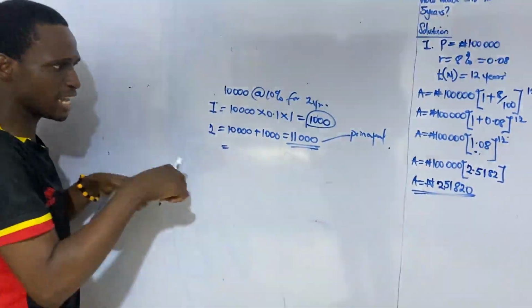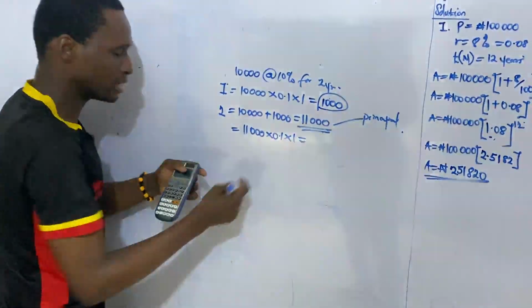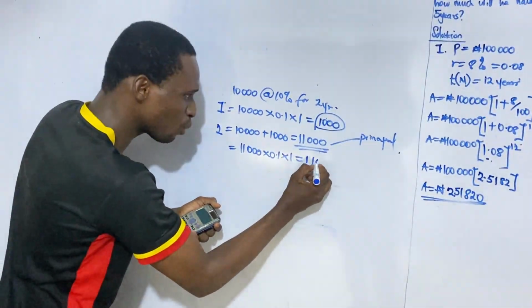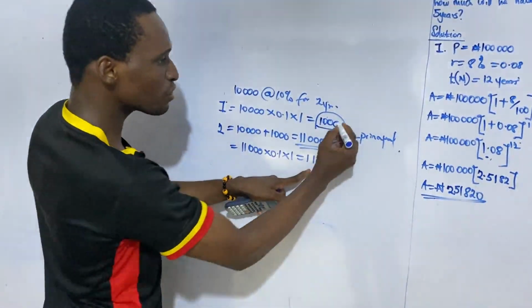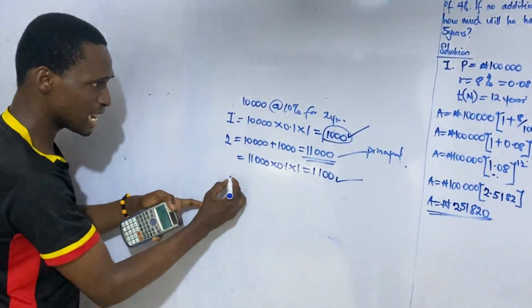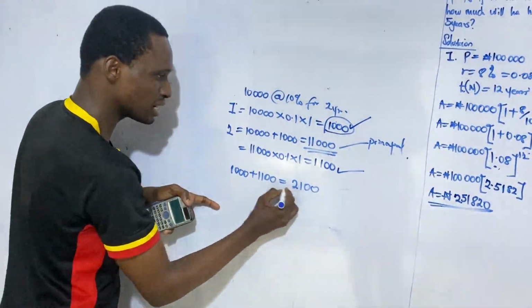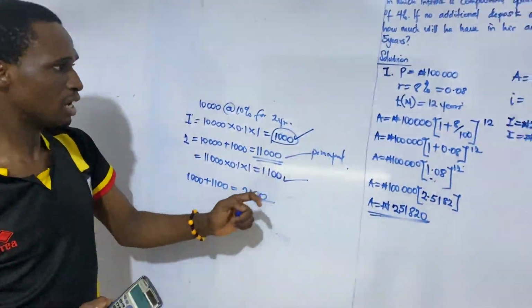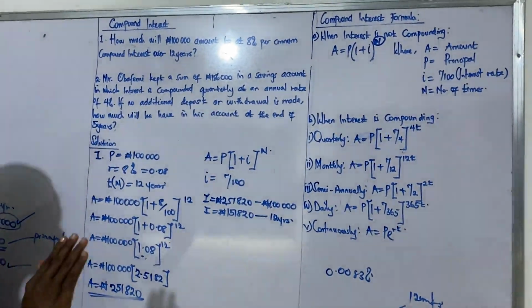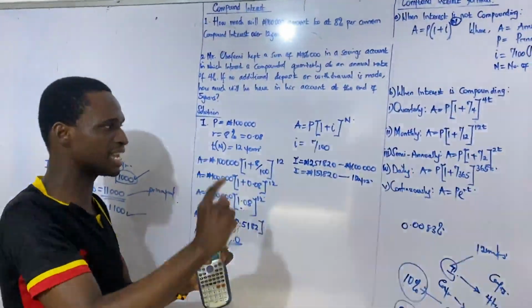So my interest for year 2 will now be 11,000 times 0.1 times 1. So 11,000 times 0.1 is 1,100. My interest for the first year is 1,000. My interest for the second year is 1,100. So my 2 years interest will be 1,000 plus 1,100, that's 2,100. So are we together? That is how compound interest works. So take note, the interest is not a fixed amount of money annually. It's a reinvested interest.